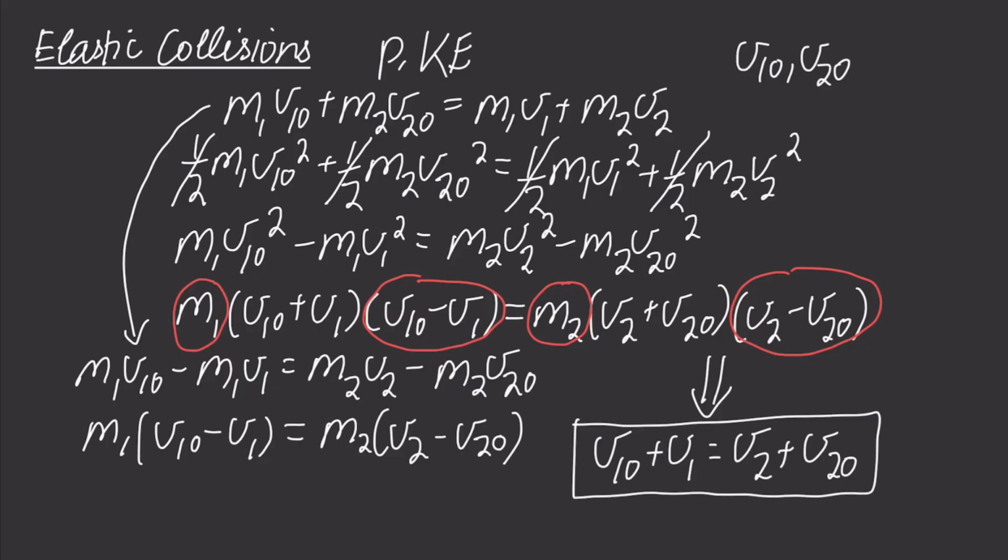Now that you have those relationships between the velocities, you can start rearranging and substituting them back into your linear momentum equations to find the final values for v1 and v2, assuming the problem has given you v1 naught and v2 naught. Or vice versa, if they give you certain values for v1 and v2, you can also find v1 naught and v2 naught. So that is how you derive the equations for elastic collisions.